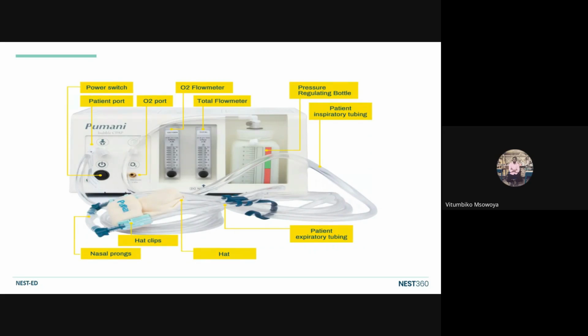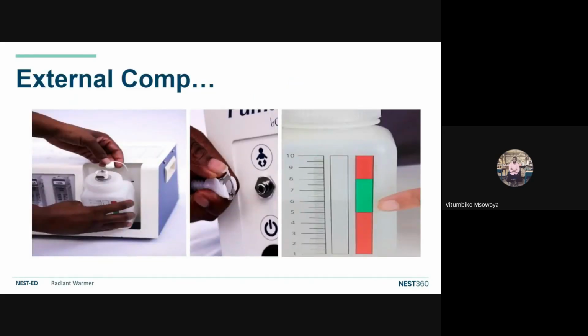These inspiratory tubings, normally they are smaller in diameter than the expiratory tubings, and the expiratory tubings are longer than the inspiratory tubings. So here we have these three pictures. The first picture shows one of our health workers placing the pressure bottle, and in the second one, personnel is connecting the tubings to the patient port.